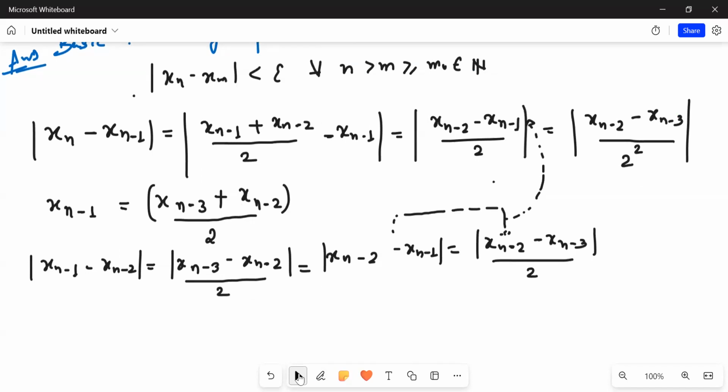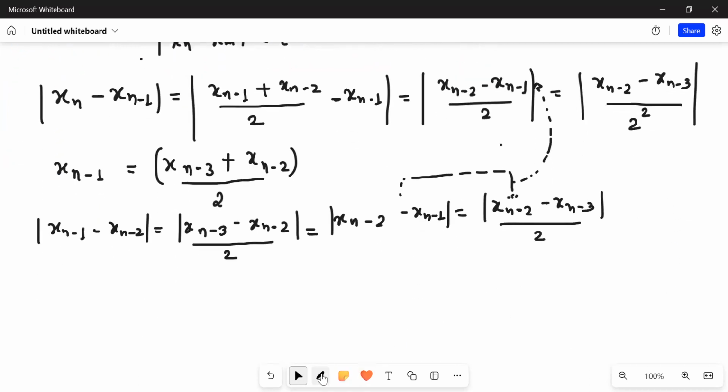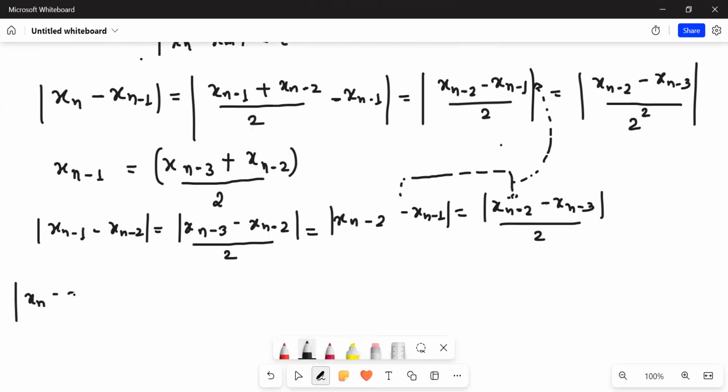Okay. Now, if I keep doing this, what do you think the last term would be? Clearly these indexes cannot be negative. The last would be x2 minus x1. So I'm writing modulus of xn minus xn minus 1. It will be equal to modulus of, and you will get why I'm doing this, don't worry, xn minus 2 minus xn minus 1.